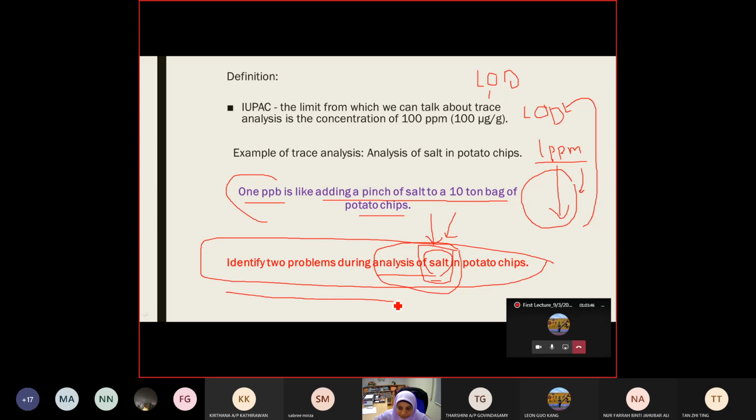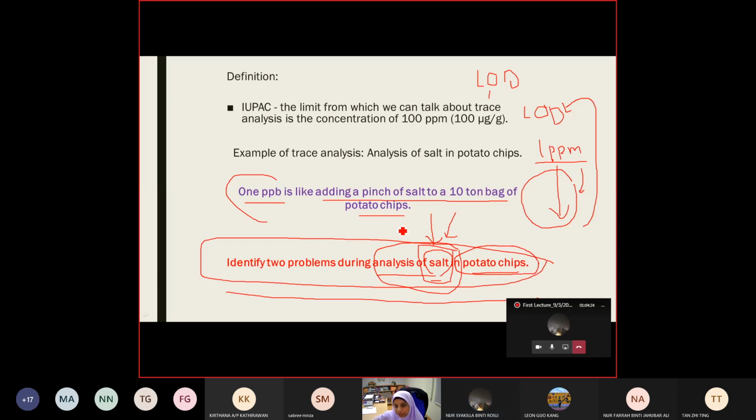What is the clue that I gave you here? Anyone can see another clue other than the salts? Shakila, are you here? Yes. Is it about the potato chips? Yes, the amount of potato chips? Yes, correct. The answer is because of the potato chips.